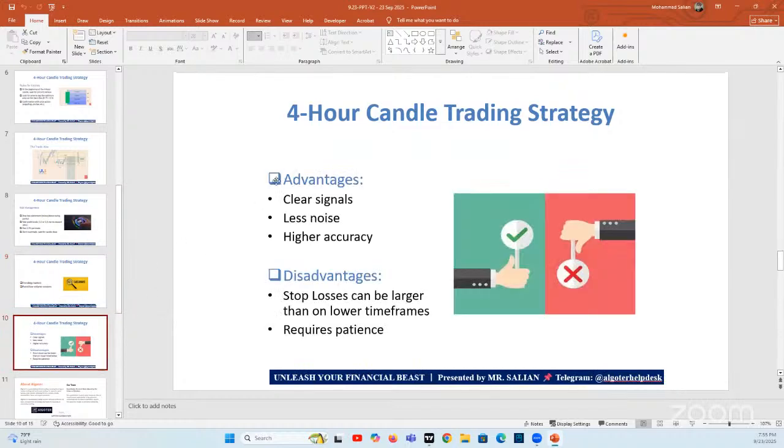Now, what else? The advantages: it gives clear signals, less noise, higher accuracy. The disadvantage here is stop losses can be larger than on lower time frames. Yes, which is true because we are dealing with the 4-hour candle here. But for me, 50 pips is 50 pips. If it doesn't give me the chance to profit that day, then so be it. There's another 4-hour candle after that.